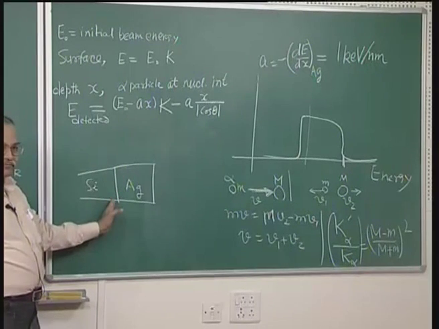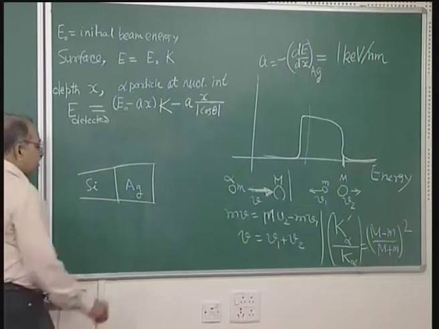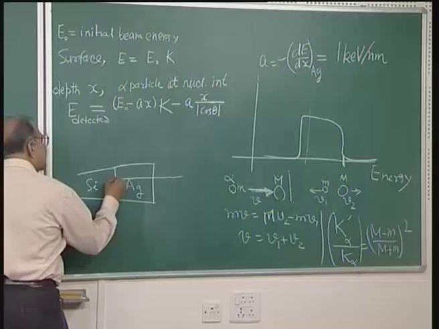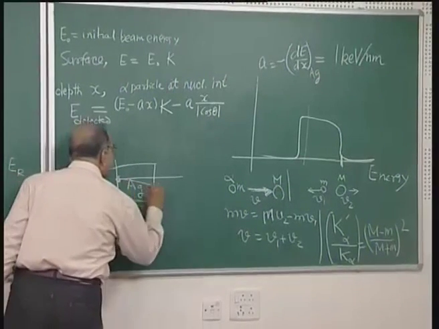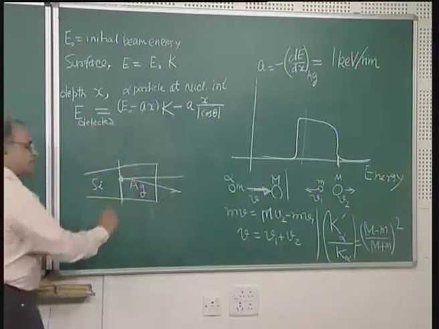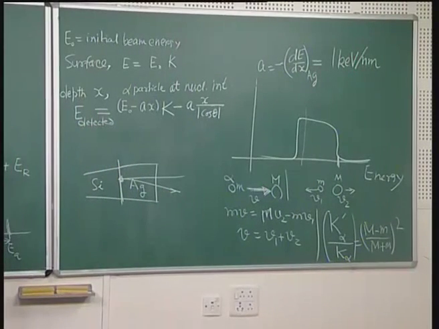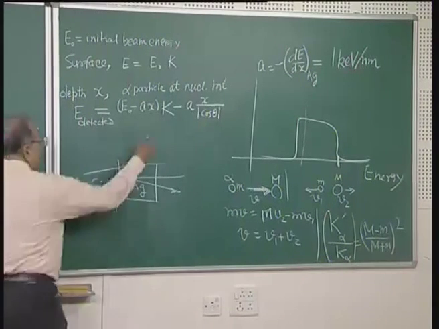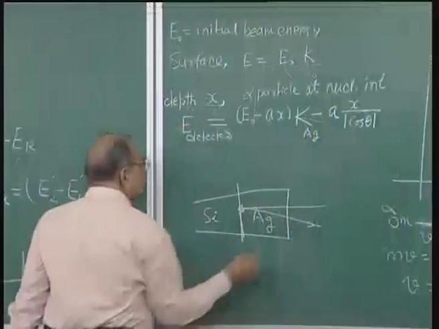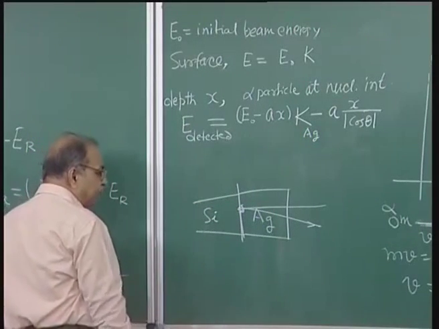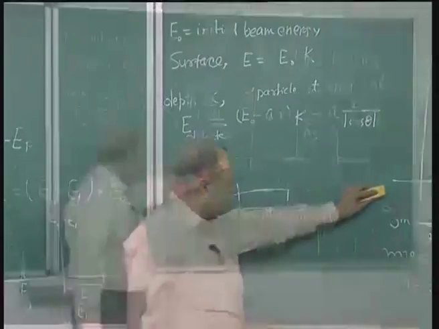Now comes silicon. So, the alpha particle which is coming and hitting this silver and backscattering from here, what will be its energy? That also we can calculate in a similar way. First thing, let me write it K_Ag, the kinematic factor for silver. The kinematic factor for silicon will be different.